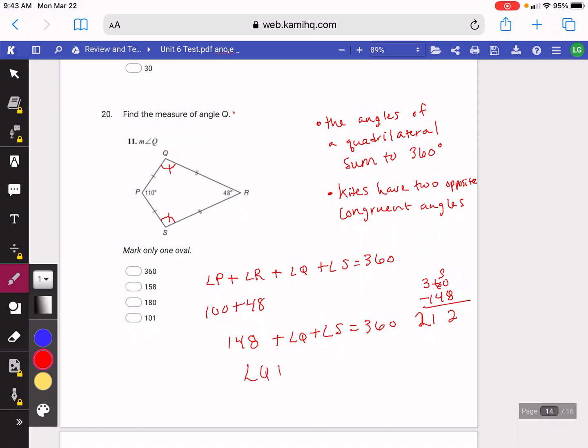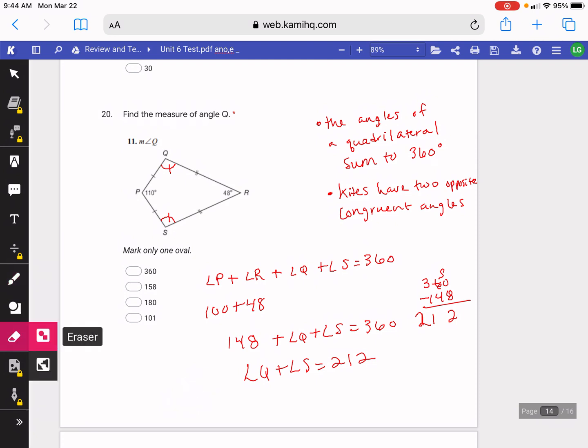So angle Q and angle S add up to 212. And since we know angle Q and angle S are congruent, that means they're equal. So if they're equal, and we know that there's 2 angles, all we would have to do is divide 212 by 2. And that comes out to... sorry, I think I made a mistake somewhere. Give me a second.